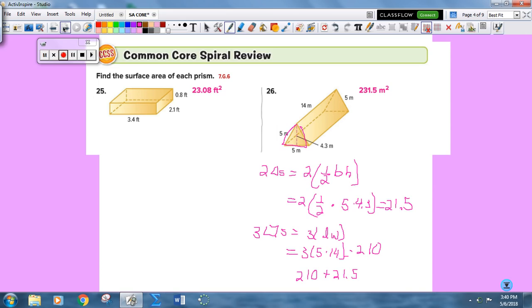So if you have any questions on surface area of a cylinder or a prism, you may certainly ask me in class on Wednesday or home base tomorrow.